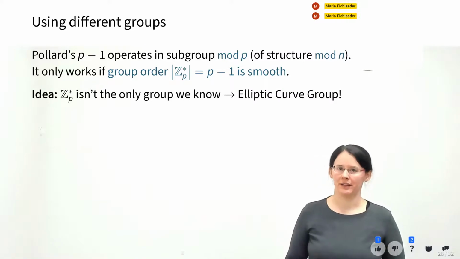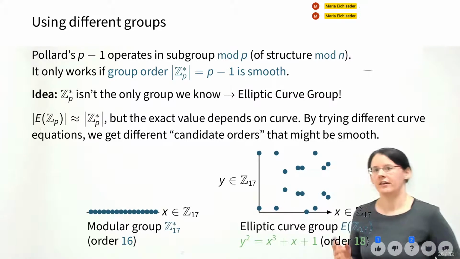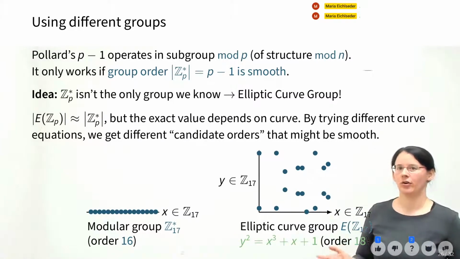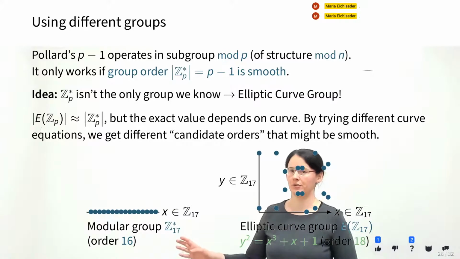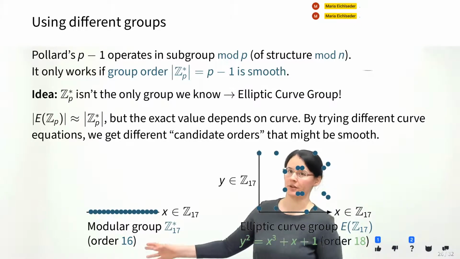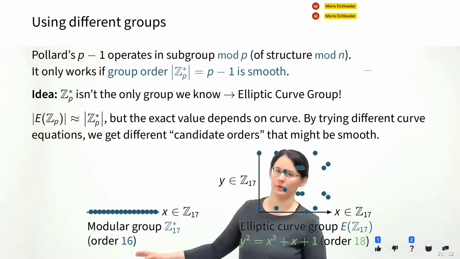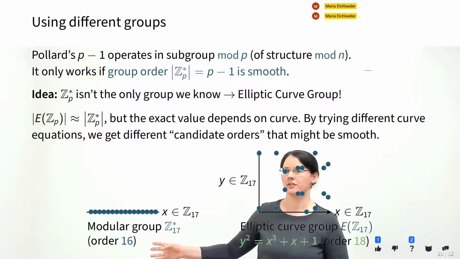And the lovely thing about elliptic curve groups, which we already heard, is their group order isn't always the same. In this case, if I compute modulo p, there's just one group that I have, and it has a fixed order. If I'm lucky, like in this case, it's smooth, because 16 is 2 to the power of 4, which is a small prime. That's great. But I only have this one shot.